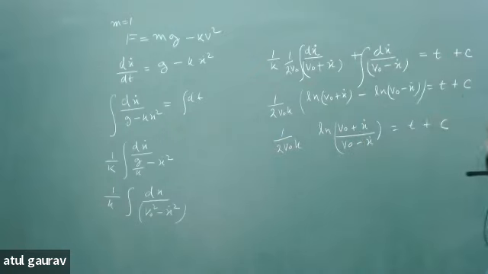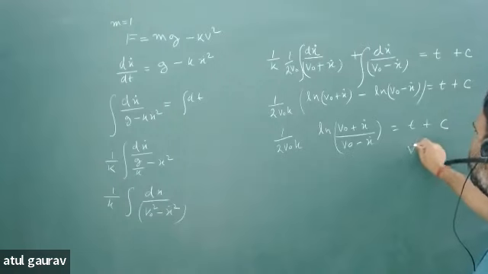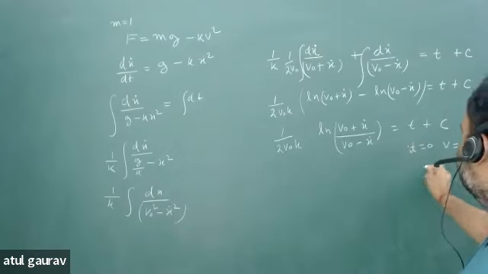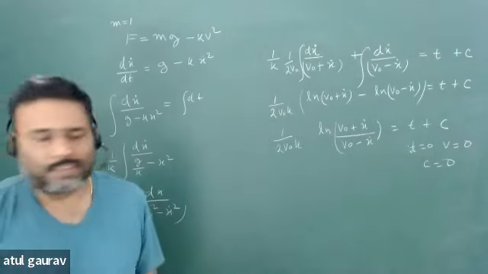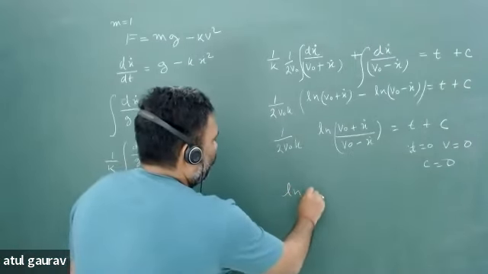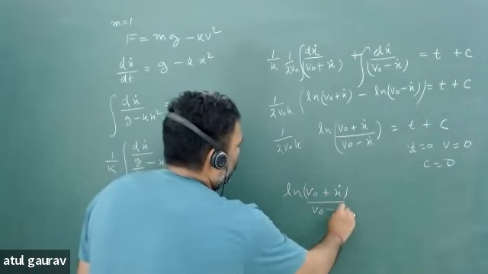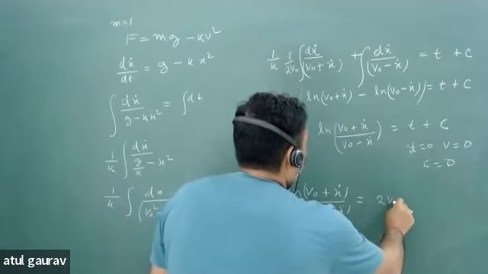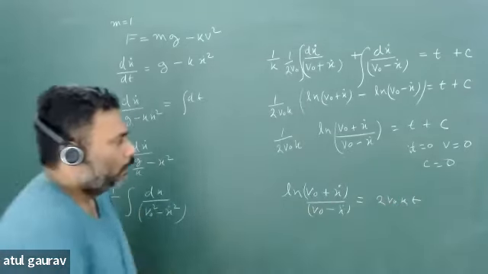So we can assume that at t is equal to 0, v is equal to 0. So c will also be 0, right? So c is equal to 0. So what we have is ln v naught plus x dot by v naught minus x dot is equal to 2 v naught k t. We are multiplying this over there. So what will be this value?